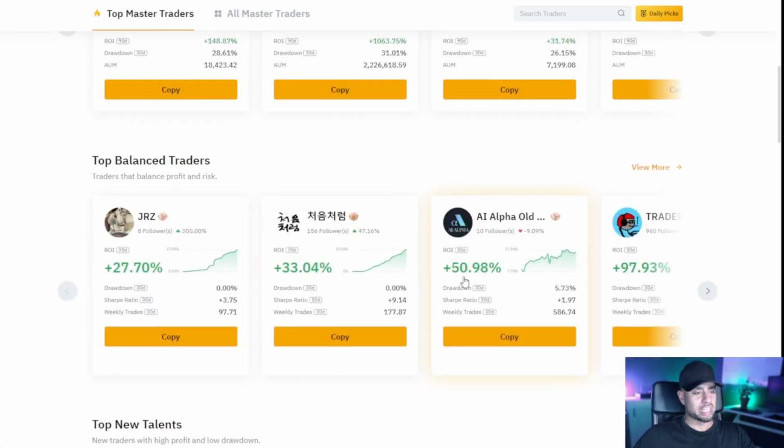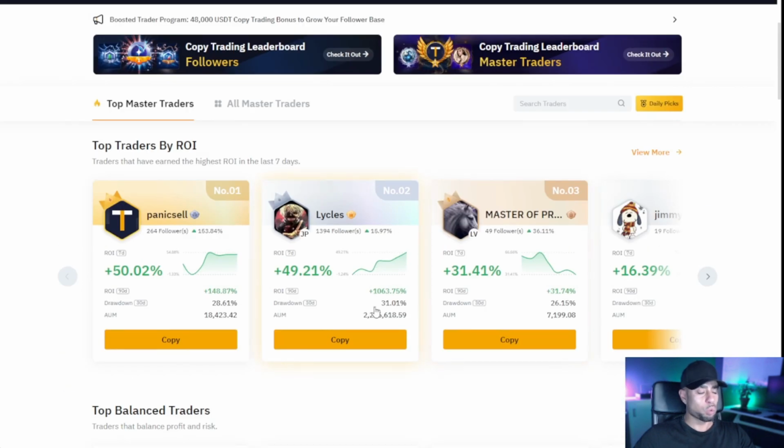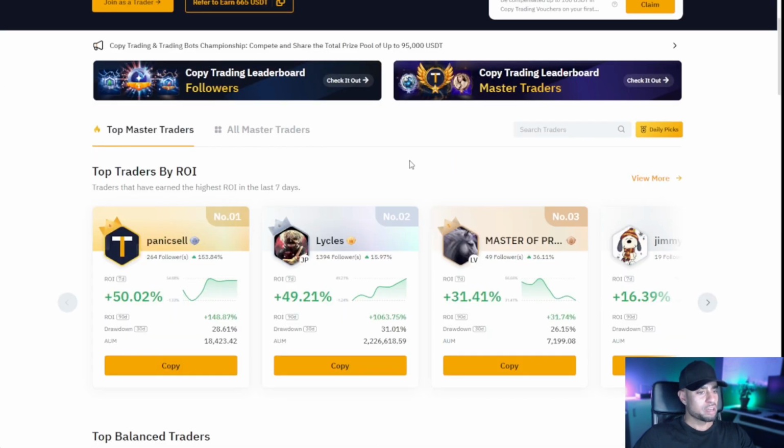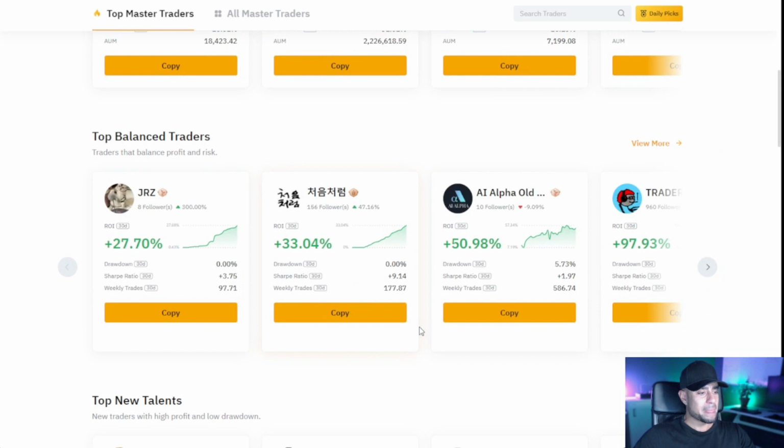Don't only look at the percentage here, look at their drawdowns. How much are they risking in the trades? What style are they using? What tokens do they trade? And these are the top master traders. Here you have all master traders. Find yours that you like, and then you click copy.